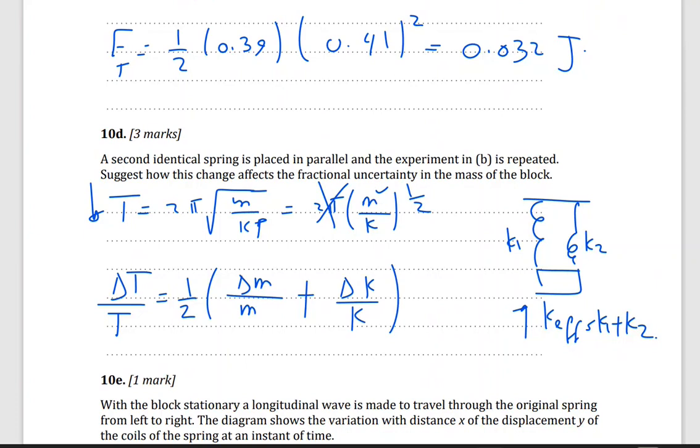So here, if I increase the fractional uncertainty in the period, what will happen to the fractional uncertainty in the mass of the block? It will also be increased.